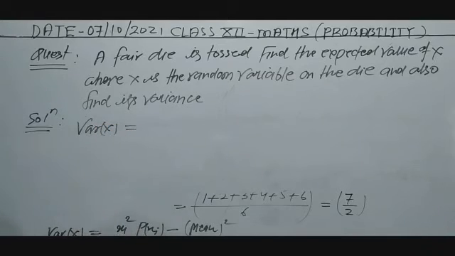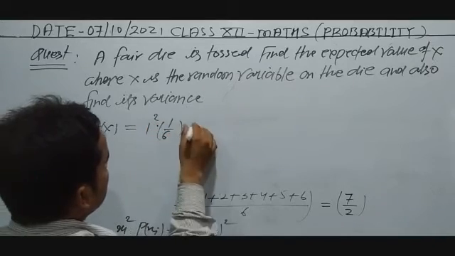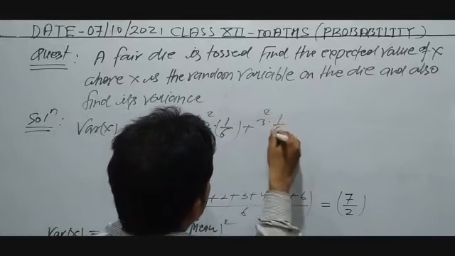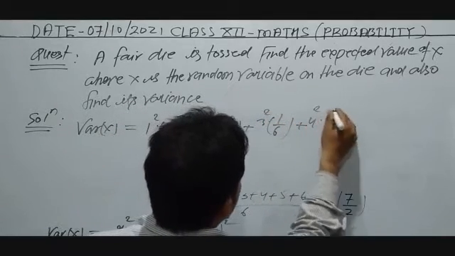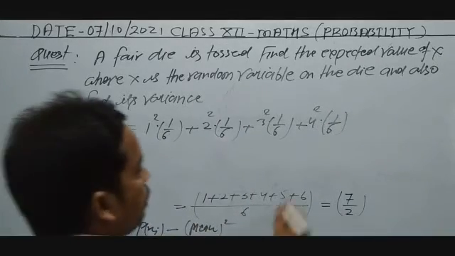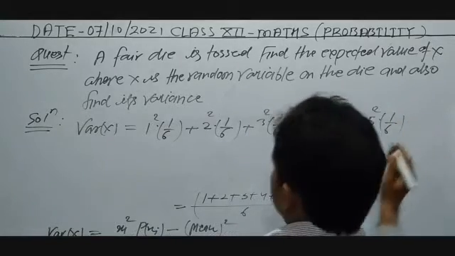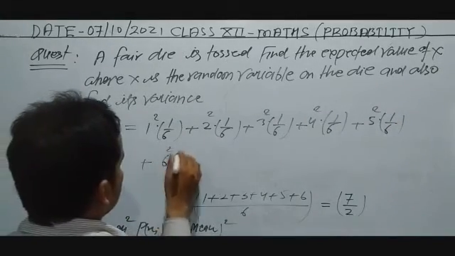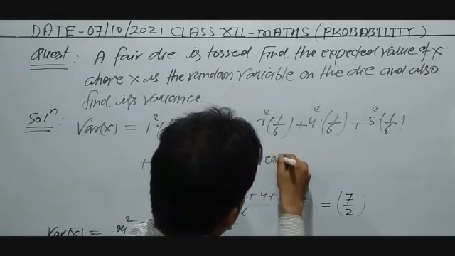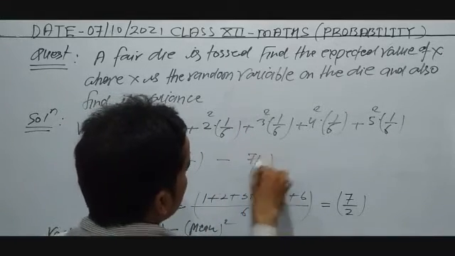we can write xi square, meaning 1 square into 1 by 6 plus 2 square into 1 by 6 plus 3 square into 1 by 6 plus 4 square into 1 by 6 plus 5 square into 1 by 6 plus 6 square into 1 by 6 and minus mean square. Mean square means the result will be 7 by 2 whole square.